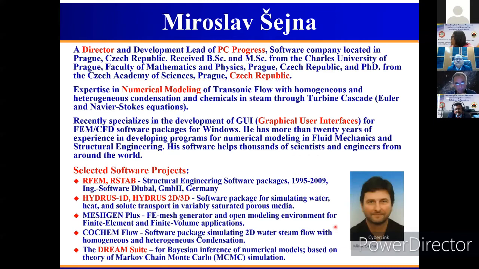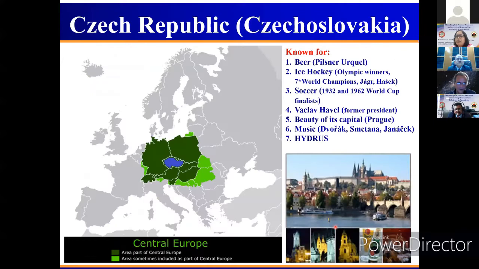Miroslav Šejna is a mathematician, and he works with me on the graphical user interfaces, so he's not a soil physicist or hydrologist, and he's my best friend since grammar school, so you can see you can develop this collaboration very early in life. The Czech Republic is here in the center of Europe, so I come from there, and Mirek as well. We are famous for classical music, the beauty of our capital, and also some sports such as soccer, ice hockey, and we develop technology for beer.